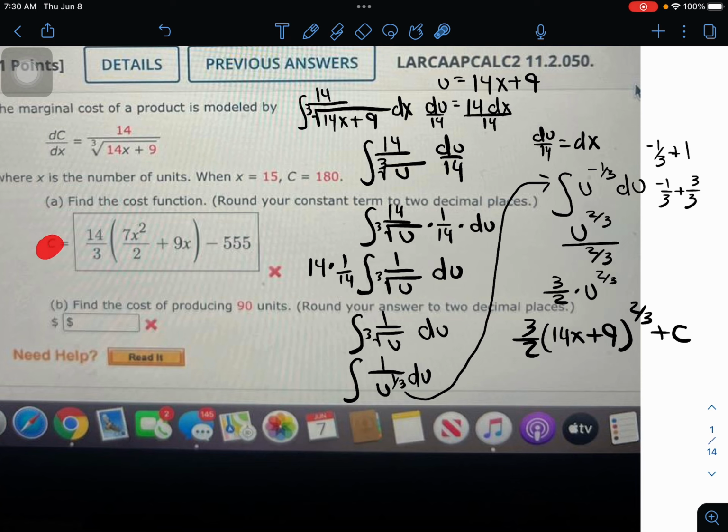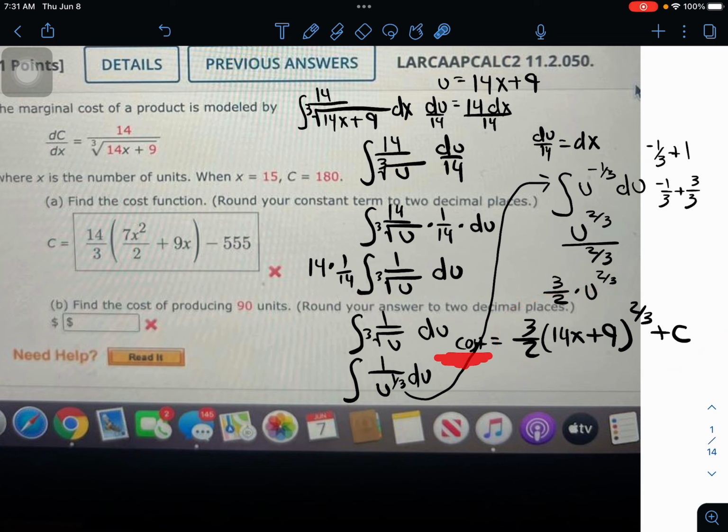This is your cost. This c is always there because you're doing an indefinite integral, and that's just a number that we do not know. And this whole function is your cost function, so it's going to equal your cost. I won't call it c because I don't want to confuse these two c's. They're not the same. This c is always part of the indefinite integral, and this function right here is your cost function.